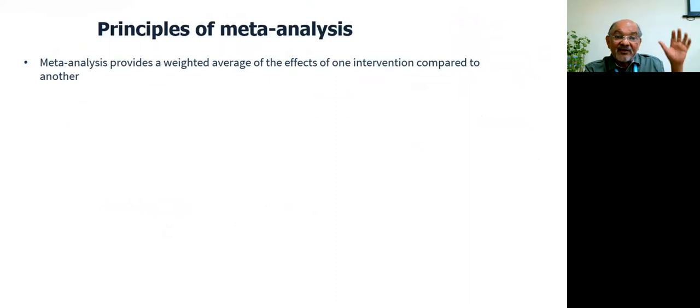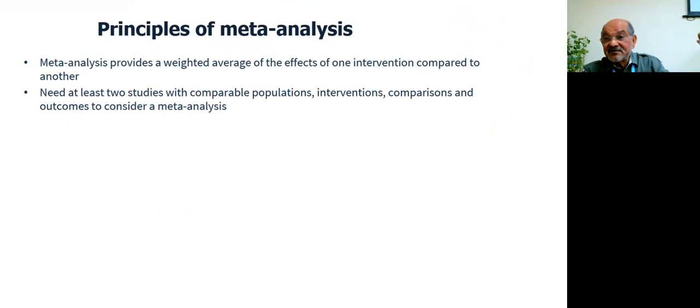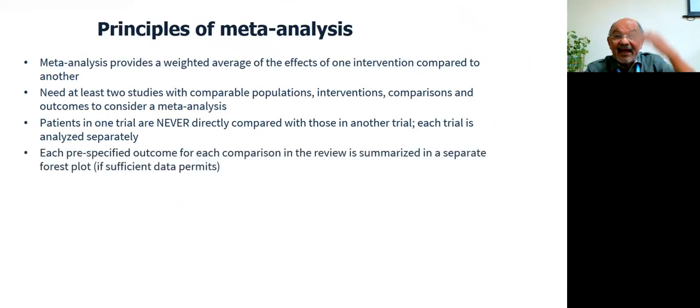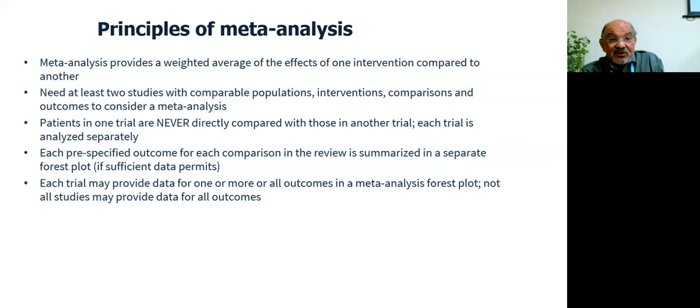The principles are, we are looking at a weighted average of the effects of one intervention compared to another. You need at least 2 studies with comparable outcomes and populations, and you're not comparing across studies. For each study, you get the relative risk because you don't want to break the power of randomization. You analyze them separately, and for each outcome, you take data from the studies that gave you that outcome. For the outcome of relapse, you take data from studies which have described it, and then you enter that, and for each outcome you have a separate forest plot. Okay? So some studies will not contribute to all the forest plots because you don't have all the outcomes.